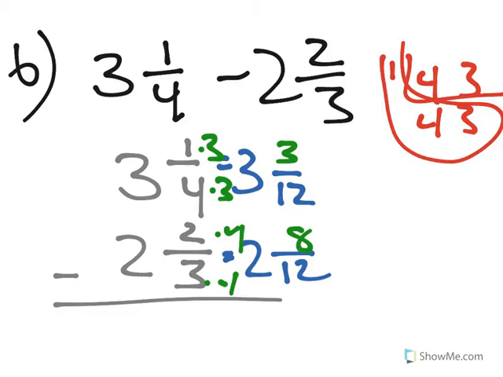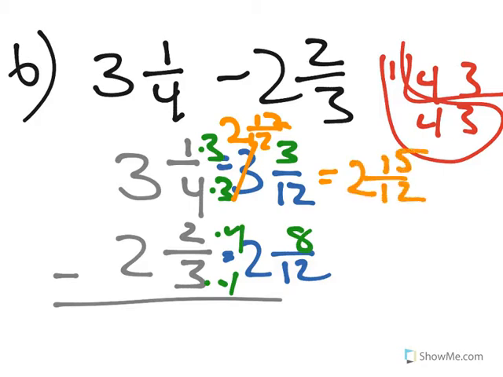I cannot do that. So I have to borrow from my 3 here, become a 2. I need a fraction that's equal to 1 that I can add to 3 twelfths. So I'm going to use 12 twelfths. Now, since I have 12 twelfths, I can add it to my 3 twelfths. So all of that work becomes 2 and 15 twelfths minus 2 and 8 twelfths.